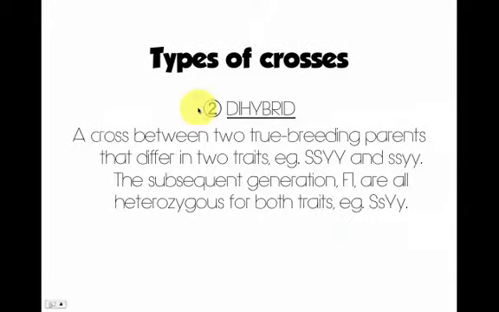The other type of cross that we're looking at today is dihybrid crosses, and this is a cross again between 2 true breeding parents that differ in 2 traits. So the example I've given here is the P's example, where big S stands for smooth, little s stands for wrinkled, big Y stands for yellow, and little y stands for green. So we're looking at 2 separate genes here for different traits. Again, when you cross the 2 breeding parents, the subsequent generation, F1, will all be heterozygous for both traits, so they will all look like this.